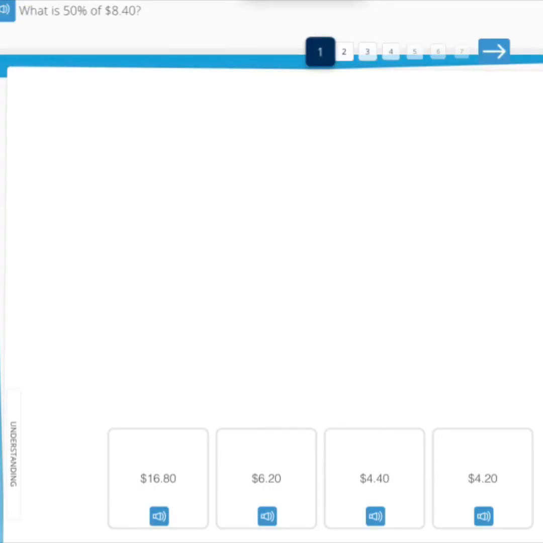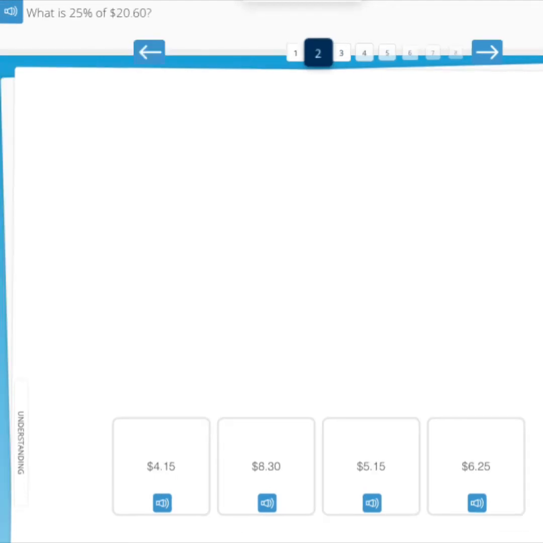Let's have a look at some of the essential assessment task questions. So the first one is, what is 50% off $8.40? And 50% is 50 out of 100. 50 out of 100 can be simplified right down to find an equivalent fraction. It's actually a half, isn't it? So you're really trying to find half of $8.40. You could do that in your head, or you could divide $8.40 by 2. Half of 8 is 4, half of 40 is 20. So our answer should be $4.20.